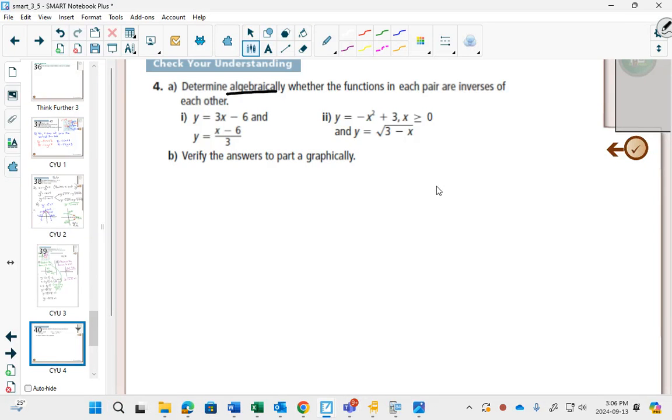Determine algebraically. So this is telling us again, switch X and Y and solve for Y. That would be the algebraic way to see if two things are inverses of each other.